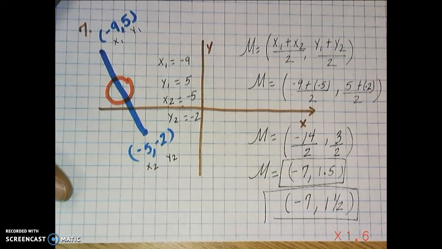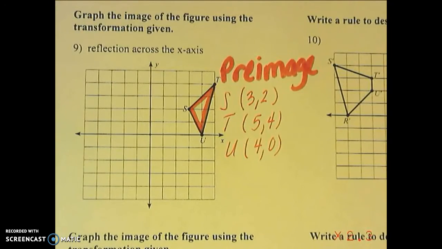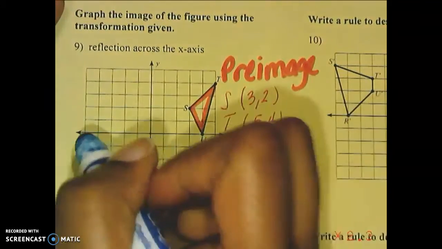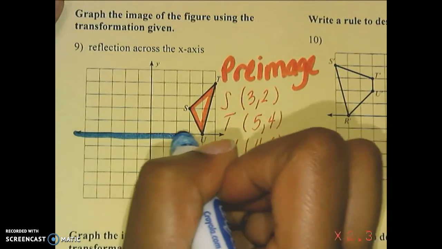Pause the video if you need to write it down. Is a reflection across the x-axis. So what you have to do for number 9, now you want to flip things. Remember, reflection is just a flip. The x-axis is your horizontal axis.